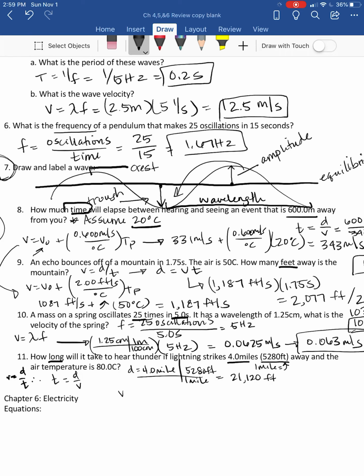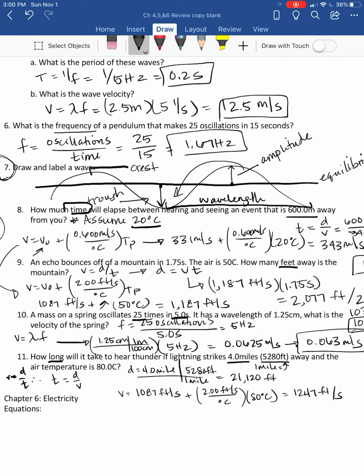And then for the velocity, you do that 1,087 feet per second number again, plus 2 feet per second, and then whatever the temperature is. So that's at 80 degrees. Okay, so if you take 2 times 80 plus 1,087, you should get 1,247 feet per second.